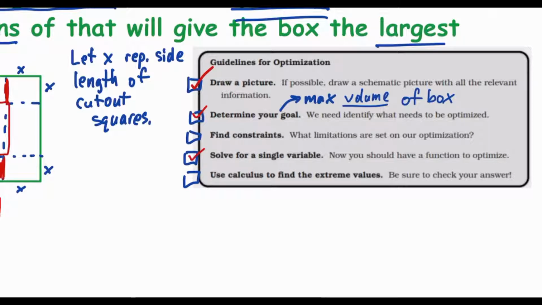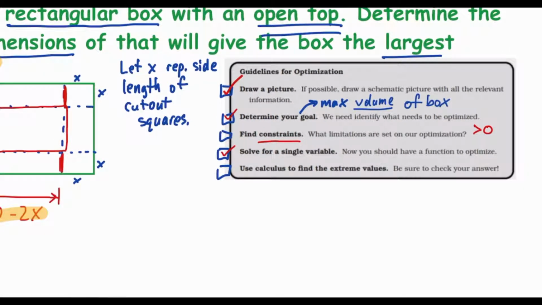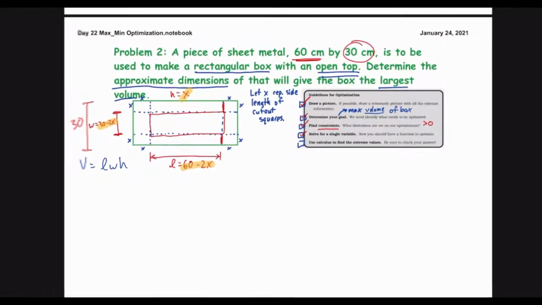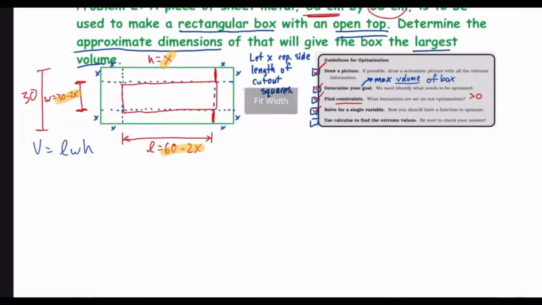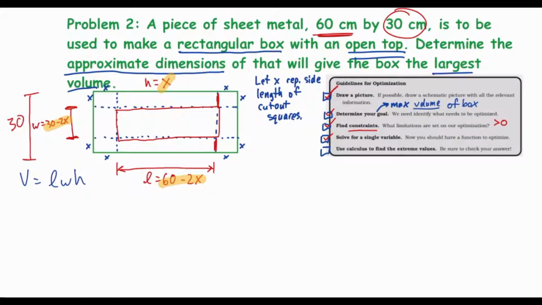And what are the constraints? I kind of glossed over that part, but we know that all our values have to be greater than 0. The length, the width, and the height all must be greater than 0. And then our area and our volume are greater than 0 as well. All right, we know our equation for our volume. Let's plug in our new pieces.